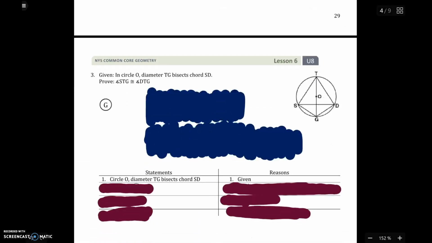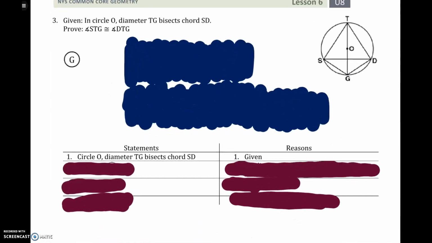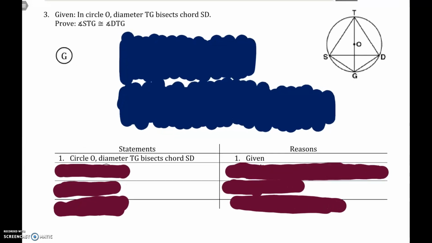All right, now for number 3, you can see we're not dealing with multiplication as a proof anymore, because this isn't going to be a similar triangle proof. We're trying to prove angle STG and angle DTG are congruent. I'm just going to give myself a little mark of where those two angles are. Well, I notice that they're inscribed. I'm also going to notice what else is given to me.